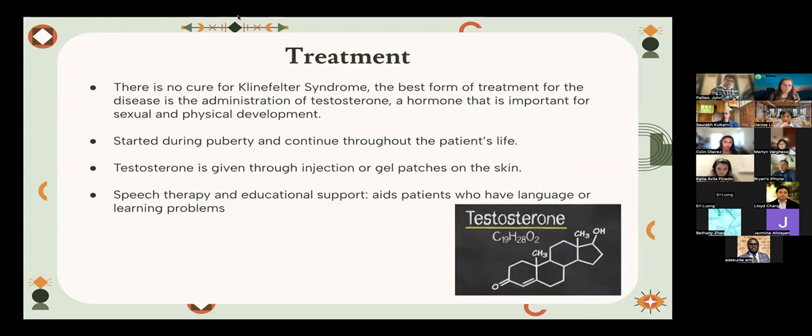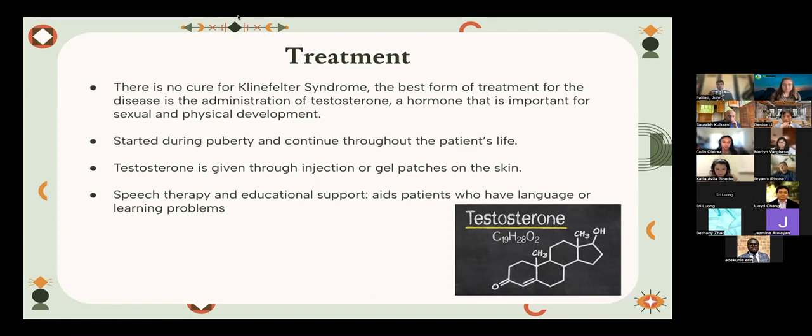Yes, the treatment. Because one of the symptoms is low testosterone, while there is no cure for Klinefelter syndrome, the best form of treatment is administration of testosterone, the hormone that is essential for sexual and physical development in males. To be most effective, we need to start it during puberty of a Klinefelter syndrome patient and continue it throughout the patient's life. Testosterone is usually given through injection or gel patches on the skin. Those are just some common ways.